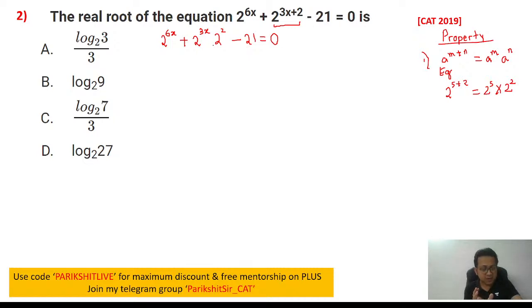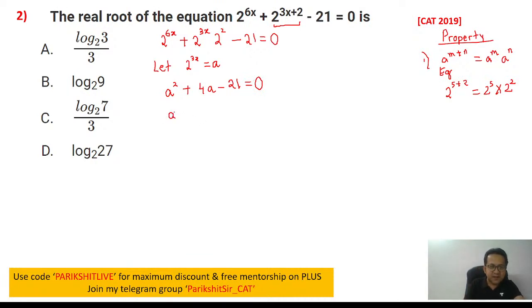Now think about it. Looks like an equation which will be difficult to solve this way. So I will say let 2 to the power 3x is equal to a. I think that way it will become easy. In that case, the first term, 6x, is basically a square. Second term, 2 to the power 3x is a, so 4a minus 21 is equal to 0. We have it in the form of a quadratic equation. You'll be able to solve it now.